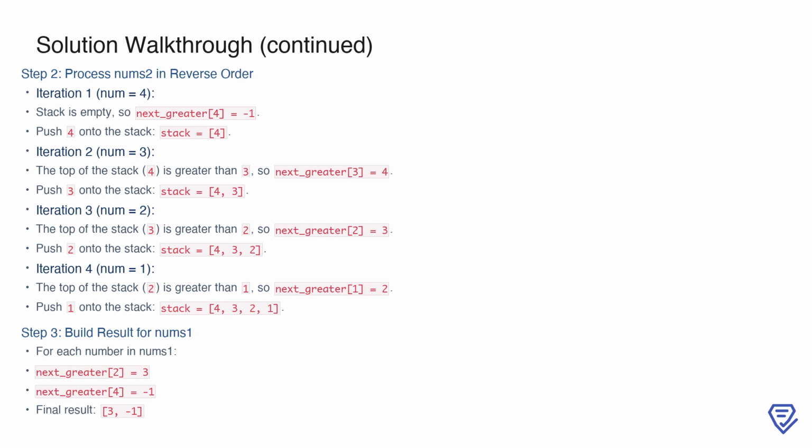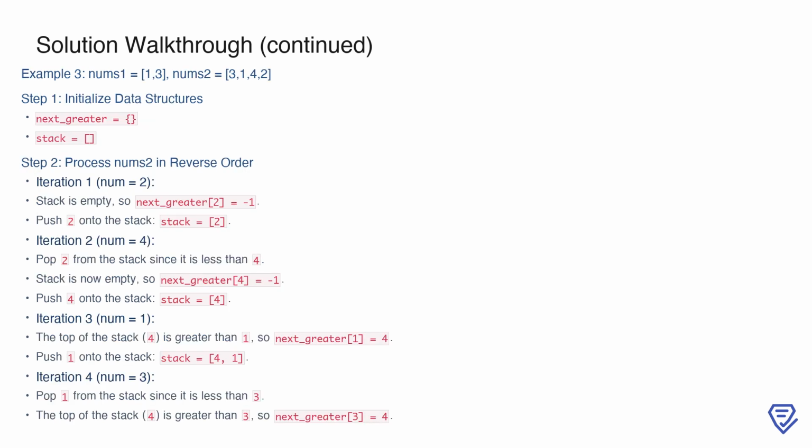Finally, in the fourth iteration, the number is 1. The top of the stack is 2, which is greater than 1, so we set next_greater[1] to 2 and push 1 onto the stack. With this, we've determined the next greater elements for all numbers in nums2. Now, for nums1, we look up these values in next_greater. For 2, the next greater element is 3, and for 4, it is -1. Thus, the result for nums1 is [3, -1].